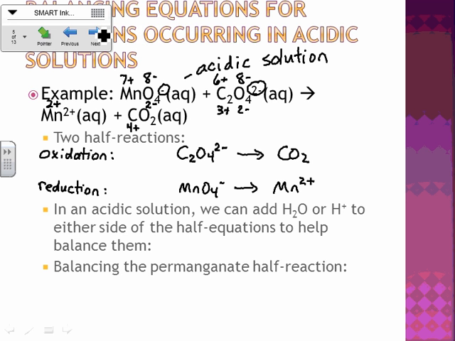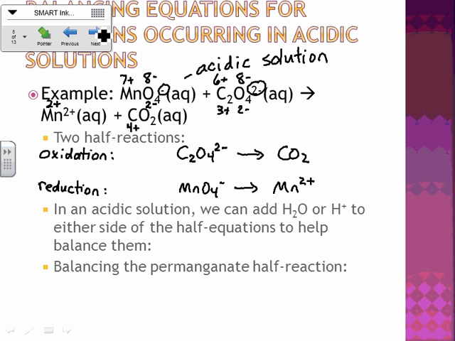In an acidic solution, we've got some other things available to us to help us balance this. We've got H plus ions, and we've got H2O. That can actually help to balance this equation. In fact, this reaction wouldn't occur unless there was H plus and H2O available to it, because otherwise it couldn't really work. So we want to balance the permanganate half reaction. You know which one is the permanganate? MnO4 minus is the permanganate.